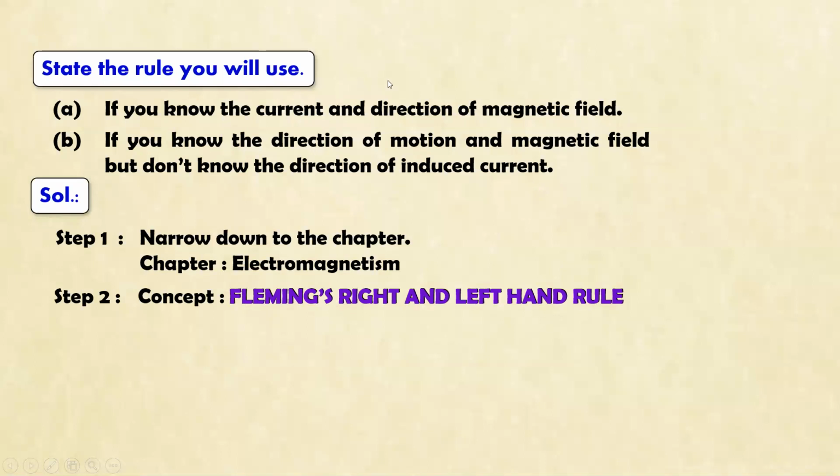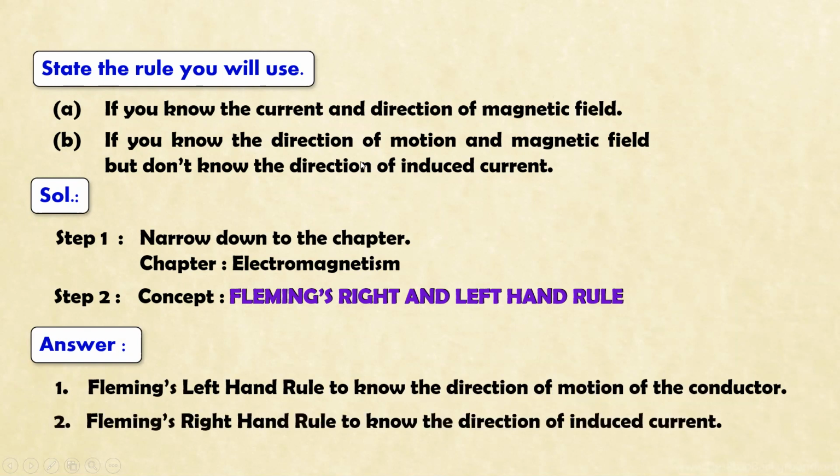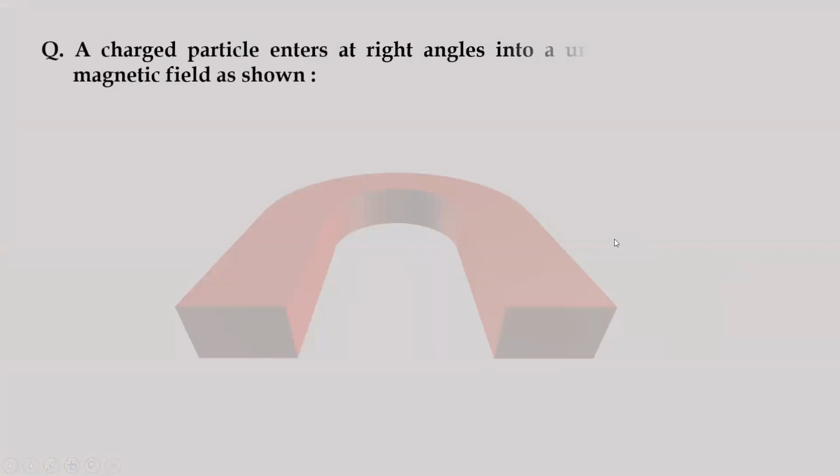So if we know the current direction and the direction of the magnetic field, the direction of the force can be given by Fleming's left hand rule, to find the direction of motion. Similarly, to find the direction of induced current, we'll use Fleming's right hand rule. Right? It was very easy. Move on to the next one.